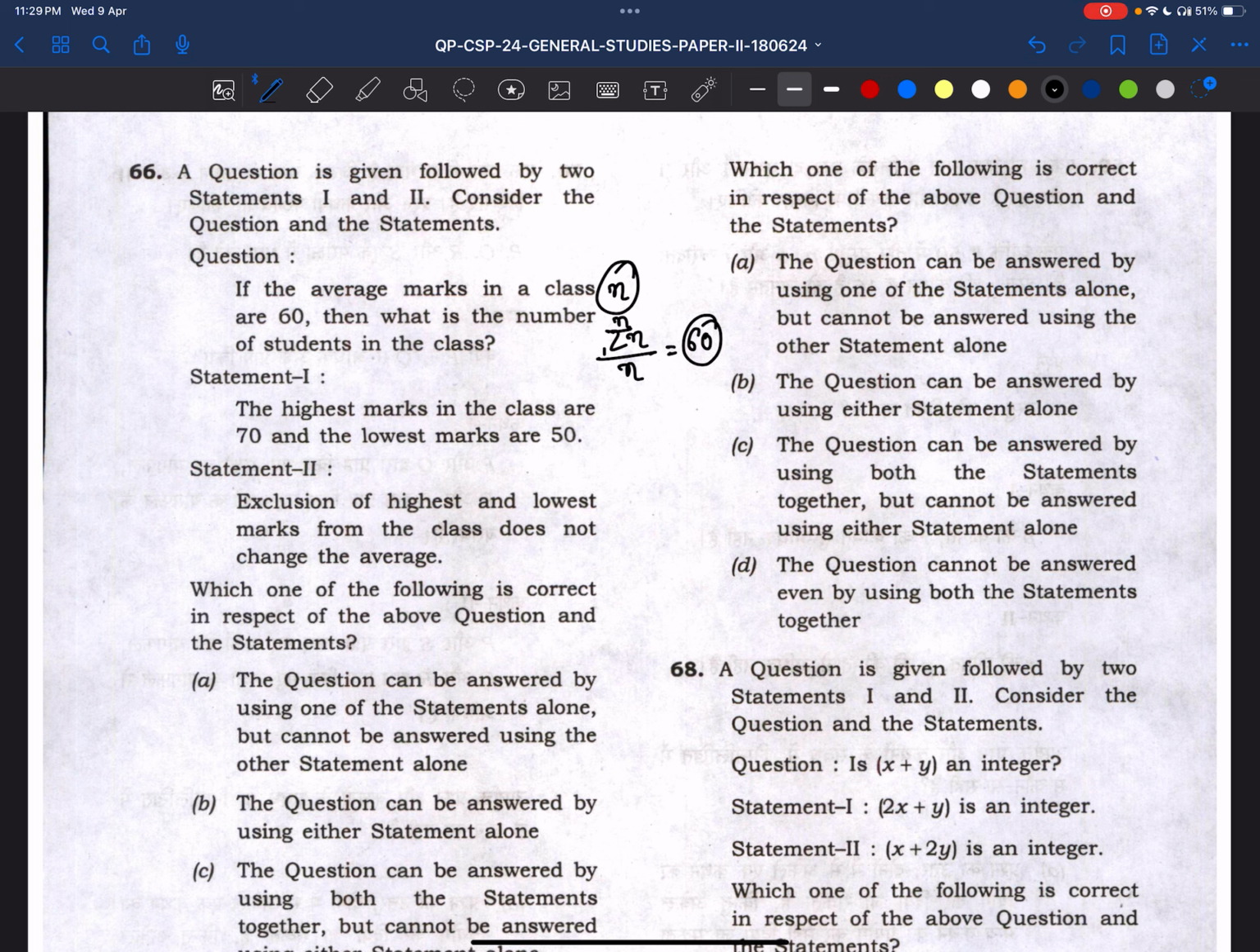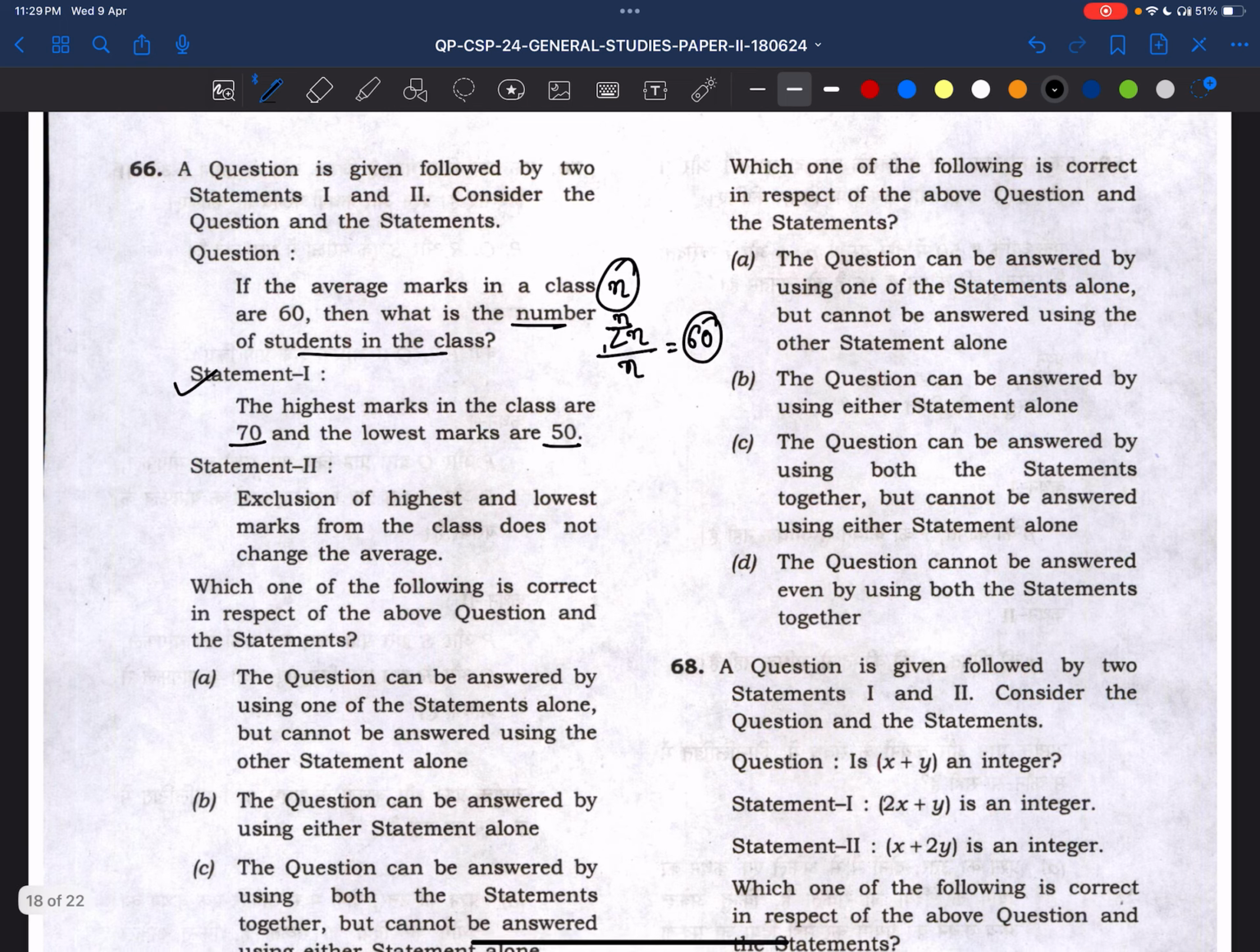In statement number 1, the highest marks in the class are 70 and the lowest are 50. He's asking the number of students here. So by using statement number 1, you cannot say the number of students. How many are there? No. Go to statement number 2. Exclusion of highest and lowest marks from the class does not change the average. So let's check if it is helpful or not.